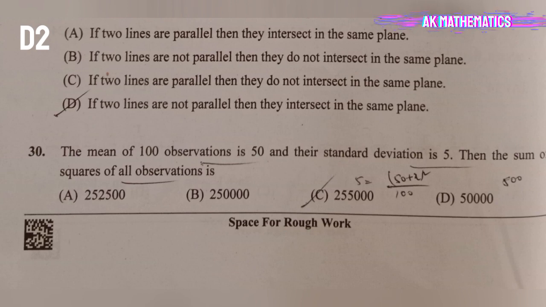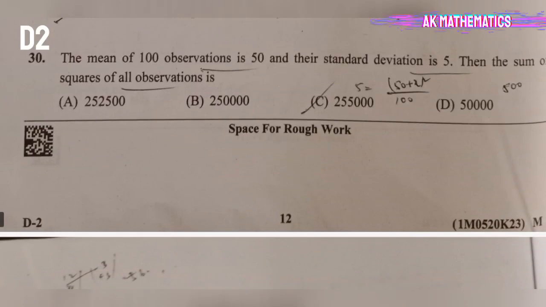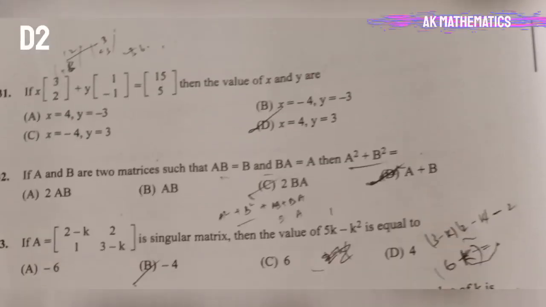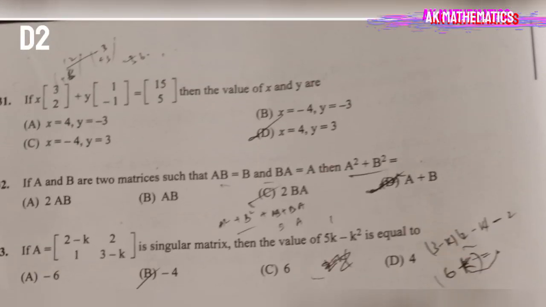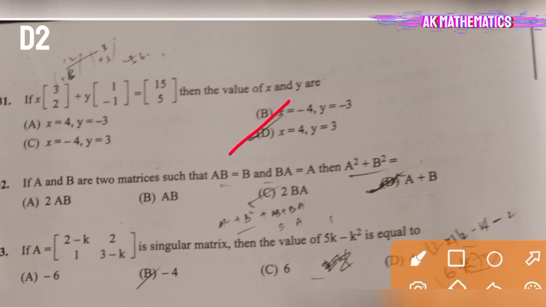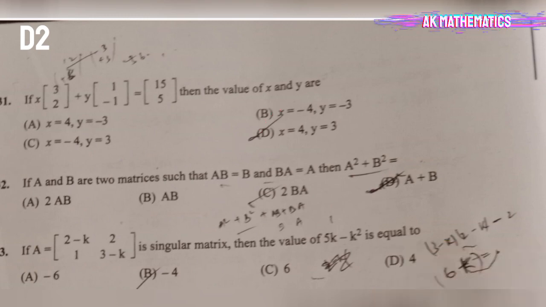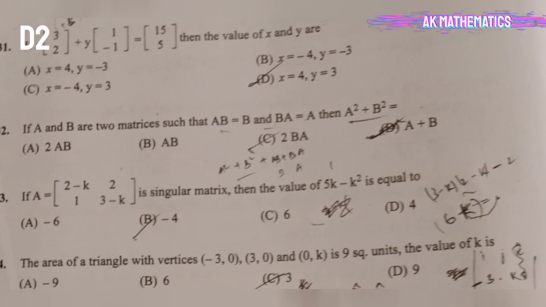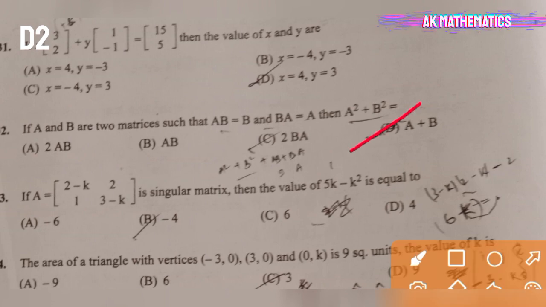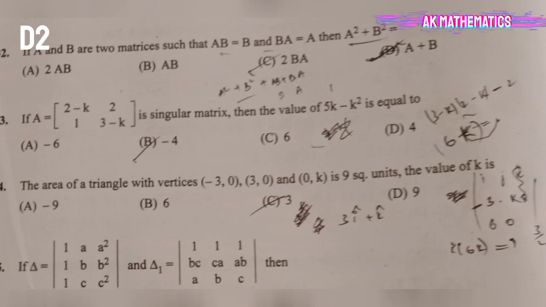Now let us move to the 31st. 31st, it is D. So you can see most of the options are D in this set paper. Let us move to 32. It is again D. Let us move for 33. It is again D, 4.